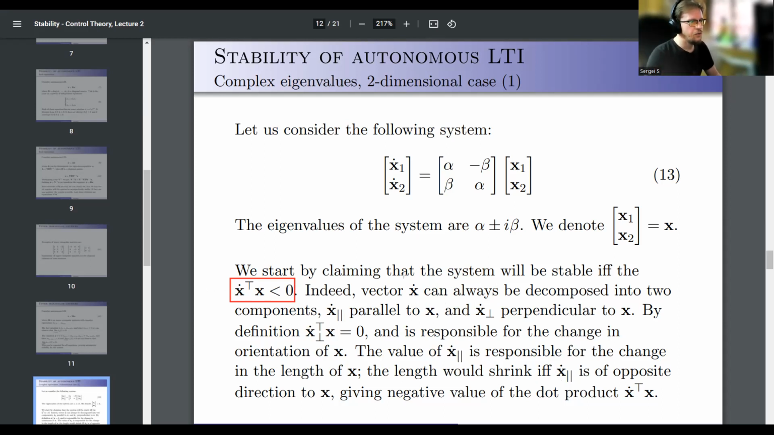How can we do it? Well, we can decompose X dot into two different parts. One is parallel to X, the component that runs parallel to X. Okay, so it is co-directional to X, right? And another component that is perpendicular to X. So let me draw it for you. One second, I'll quickly make space.